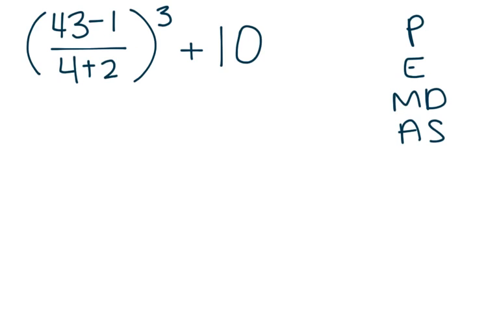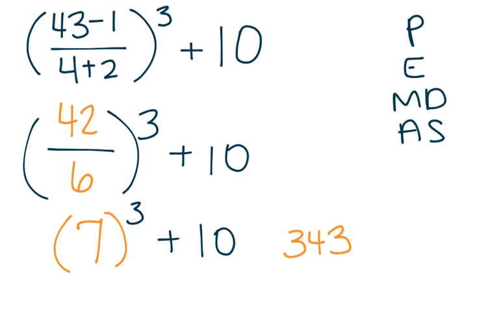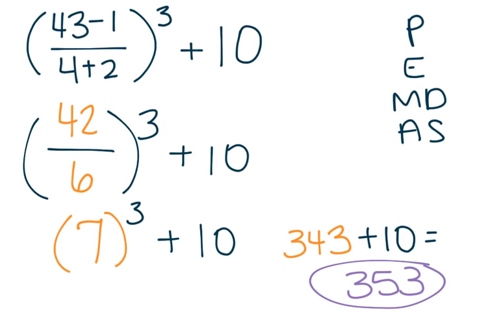So 43 minus 1 is 42, divided by 4 plus 2, which is 6. And then we're going to cube this and add it to 10. 42 divided by 6 is 7. So you're going to have 7 cubed plus 10. 7 cubed gives you 343. Add it to 10 gives you 353 as your final answer.